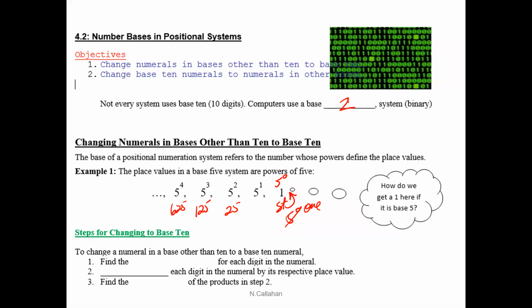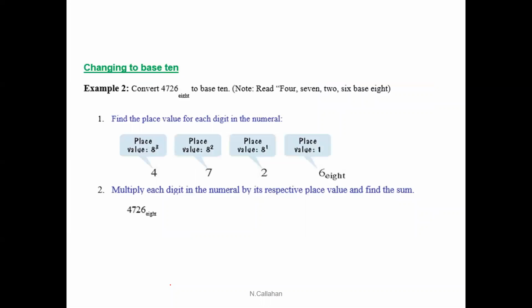Steps to change bases. So these are the steps you're going to be using. To change a numeral in a base other than 10 to a base 10 numeral, find the place value for each of the digits in the numeral, then multiply each digit in the numeral by its respective place value, and then find the sum of the products in step 2. So with that said, let's take a look at example 2.